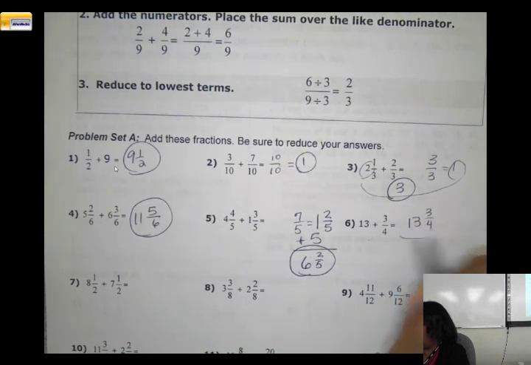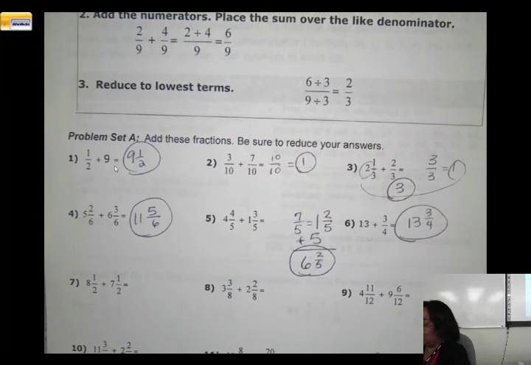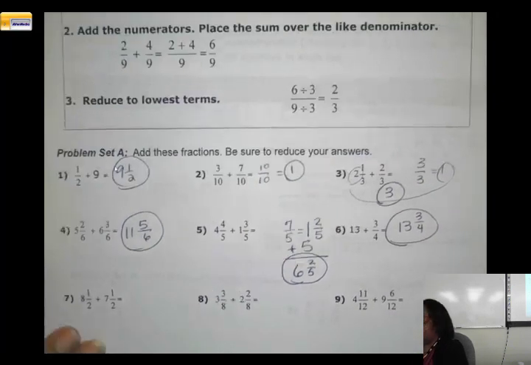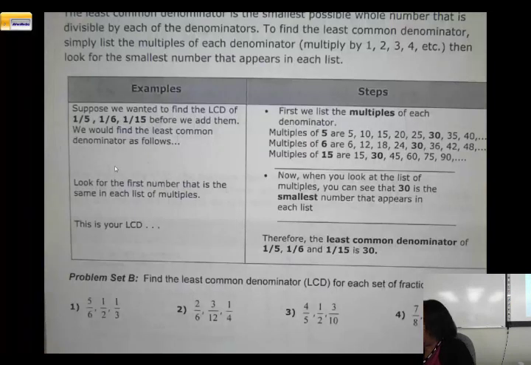13 and 3/4. You just combine them. So I think you guys know how to do this one. This is pretty easy because the denominators are already there for you.